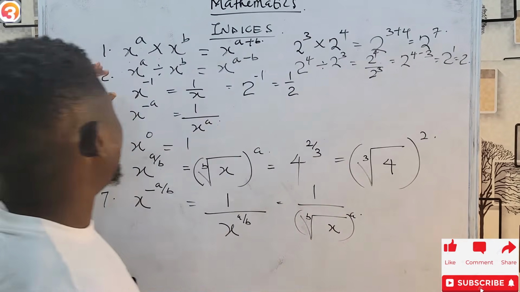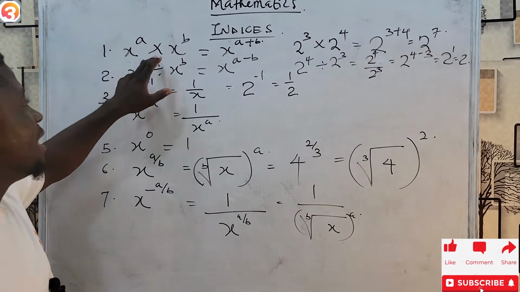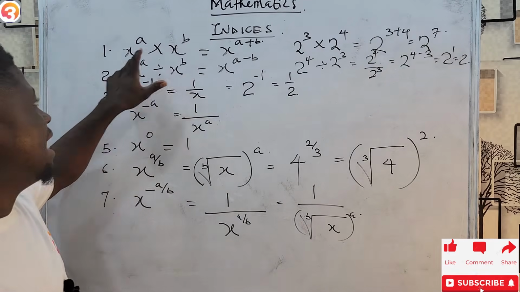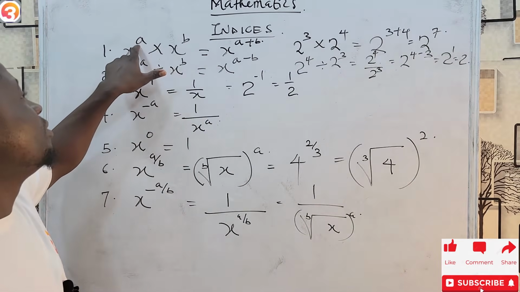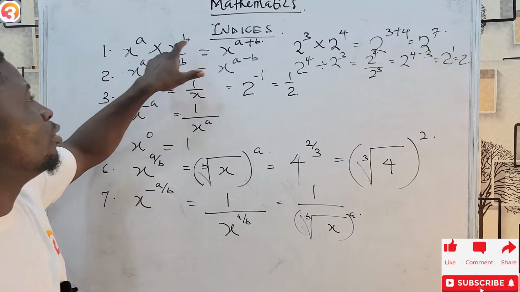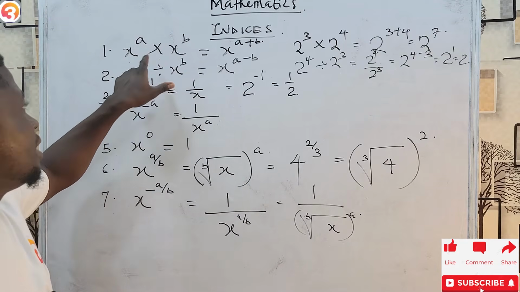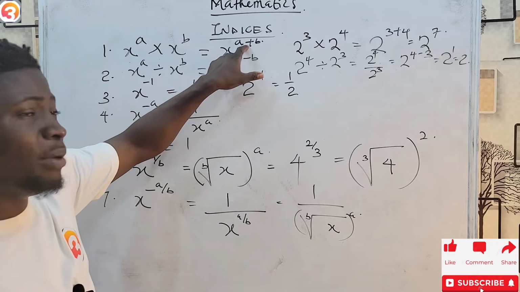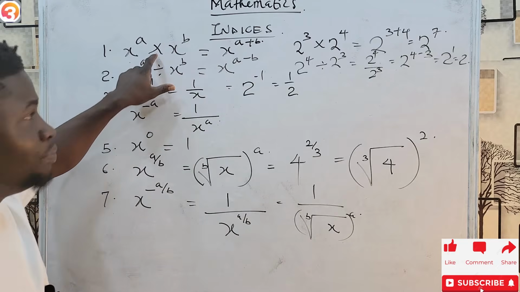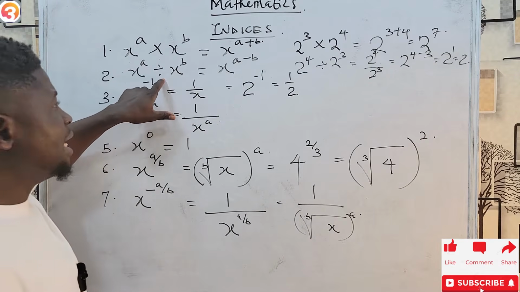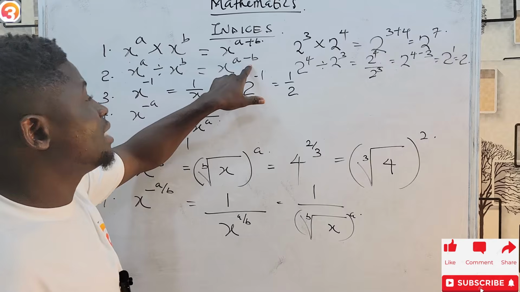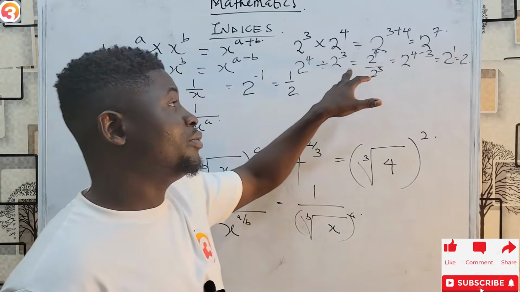So now if I have x raised to the power a times x raised to the power b, they have the same base, and whether the powers are the same or not is not our problem. Just take one of the base, then add their powers, provided it is multiplication. But if it is division, then take one of the base and subtract their powers, like the example we gave here.